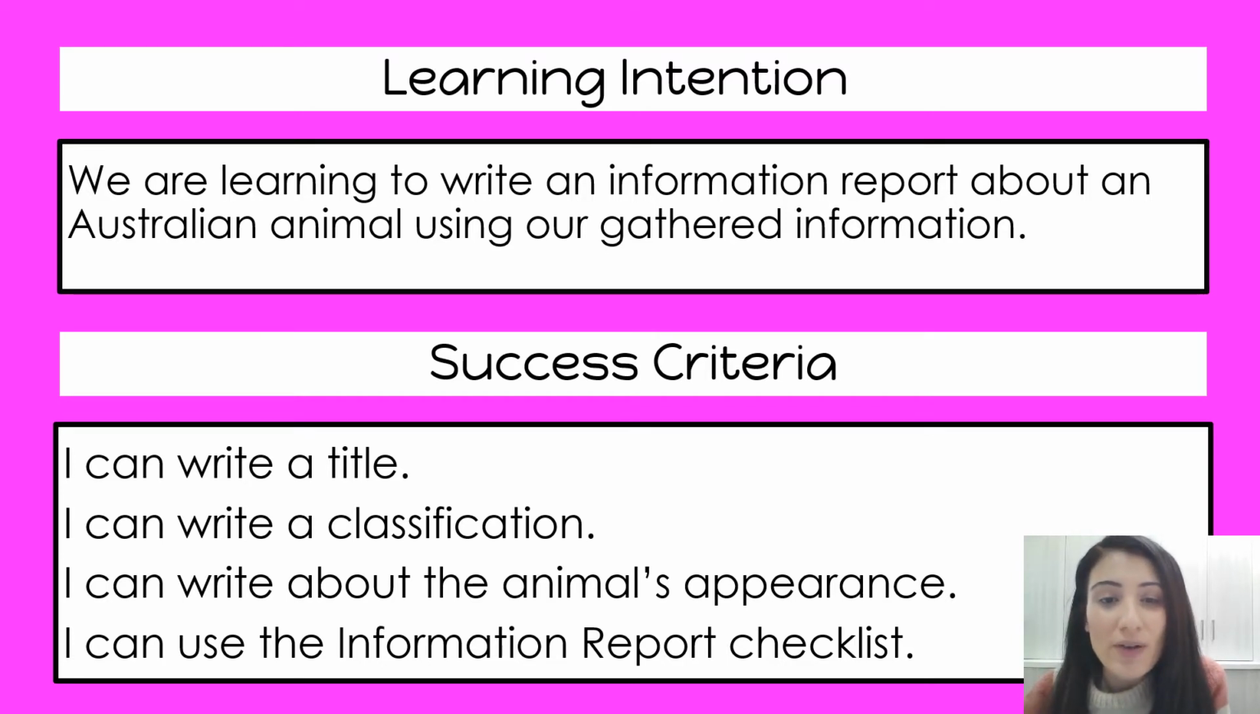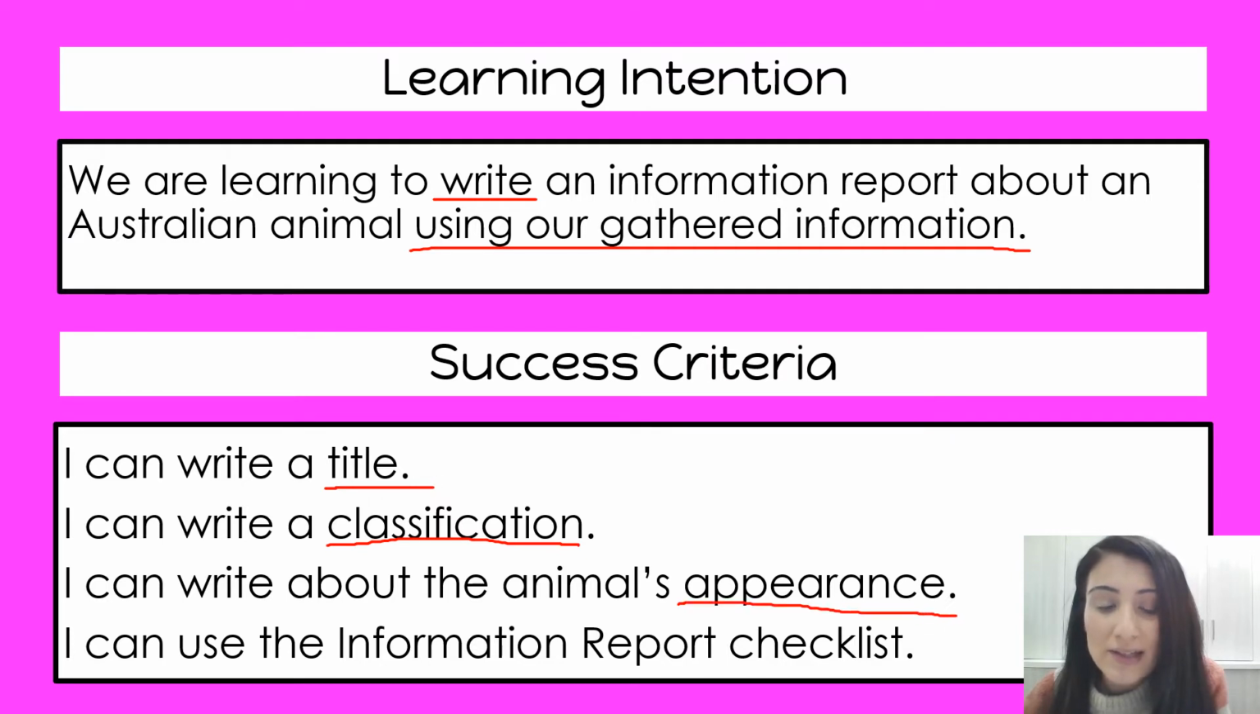So today we're actually moving away from the planning stage of an information report and we're going to be writing it. And we're going to be using our gathered information that we put together last week. Here's our success criteria. I can write a title. I can write a classification. I can write about the animal's appearance, and I can use the information report checklist.